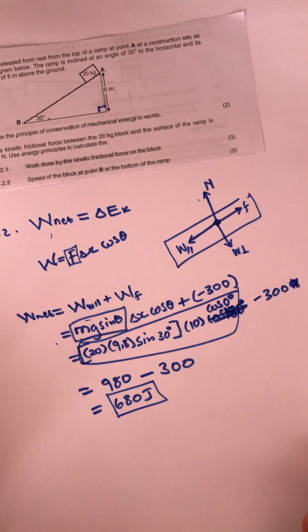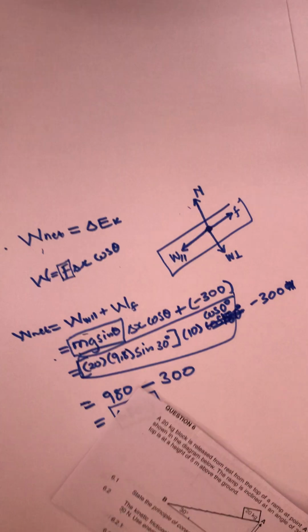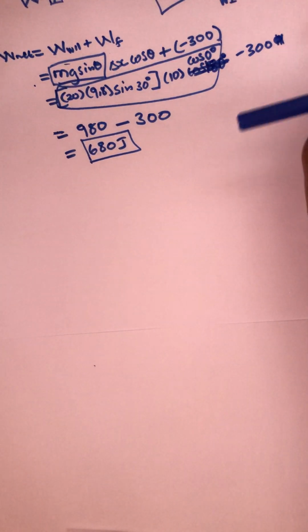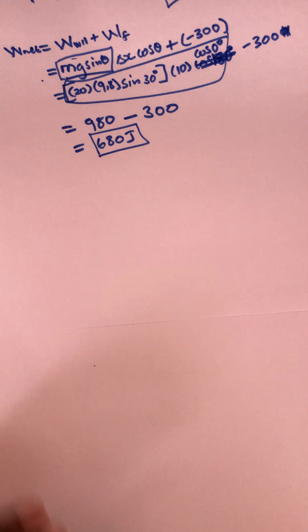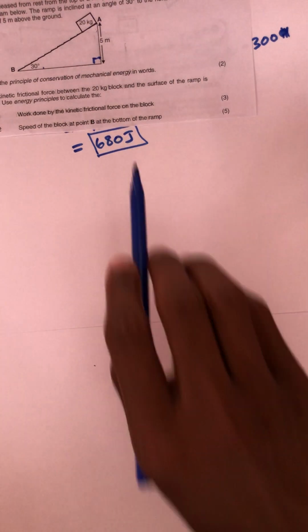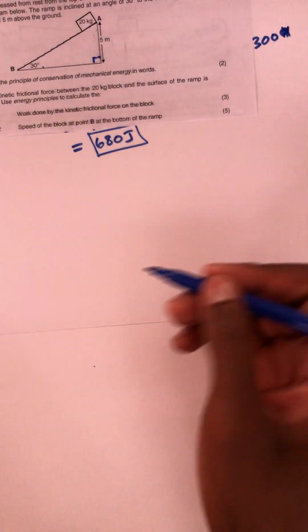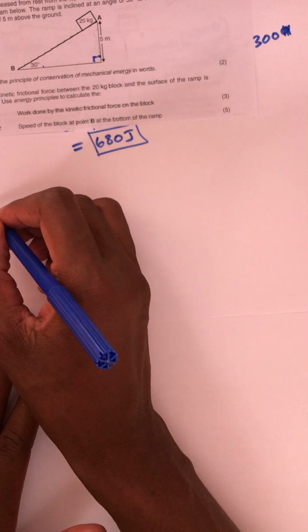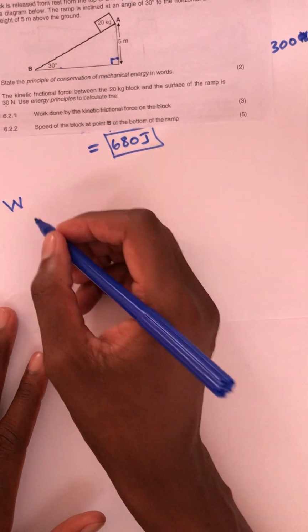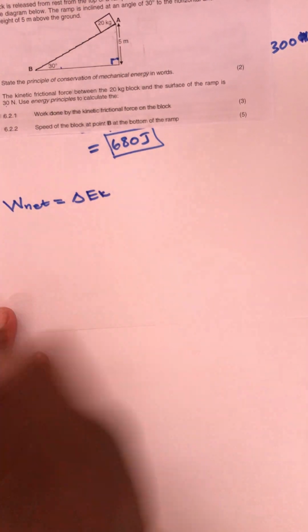So now, how are we going to calculate the velocity of the block? So we are required to calculate the velocity of the block at point B. So now, work net is equal to the change in kinetic energy.